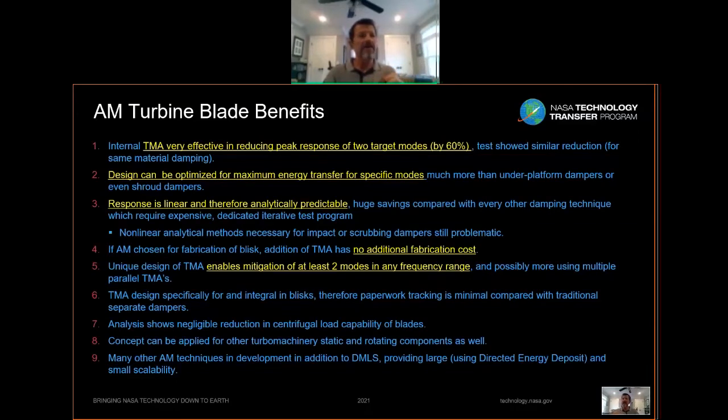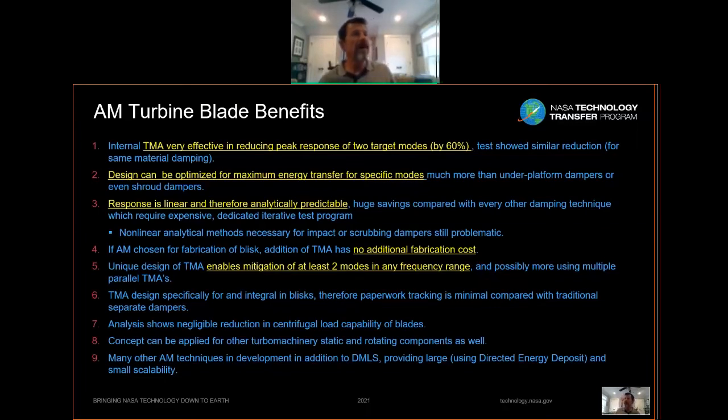Another big benefit is that this unique design enables mitigation of any two modes that you would like. And that's because I have three parameters to work with on my tuned mass absorber. I've got the length of that banana shape, I've got the major axis, since it's elliptical, and I've got the minor axis. So I just run it through an optimizer to optimize those three parameters to minimize the response in the frequency range of the two modes that I'm interested in reducing the response of.